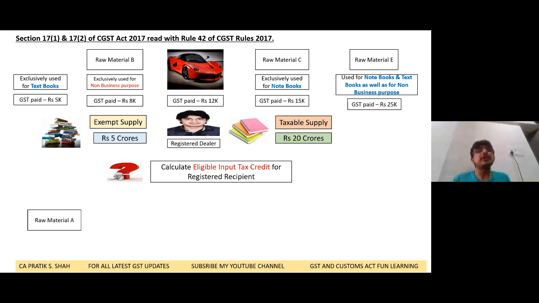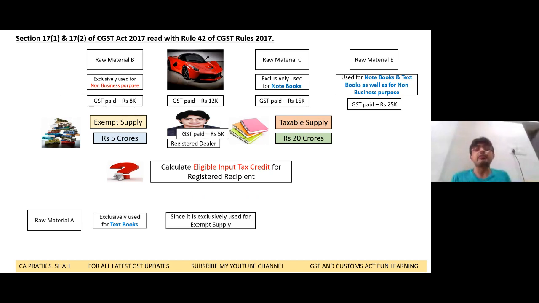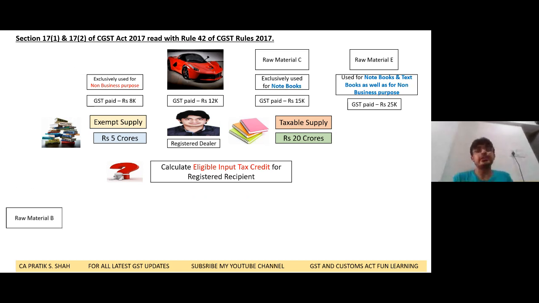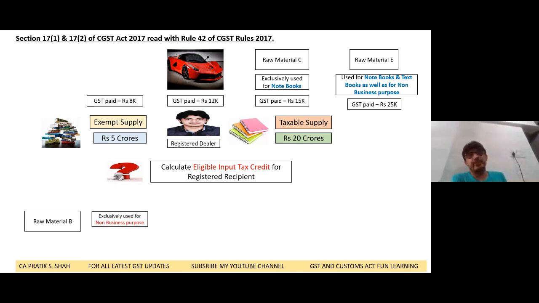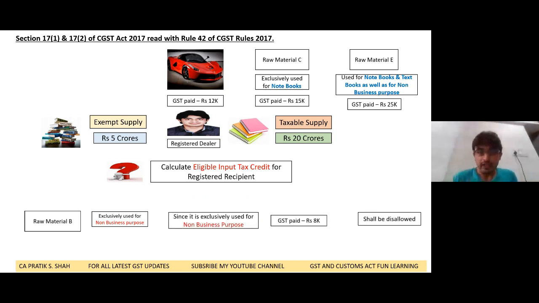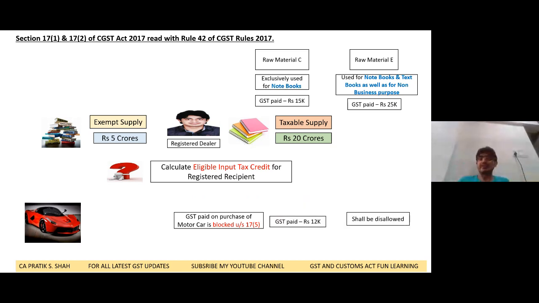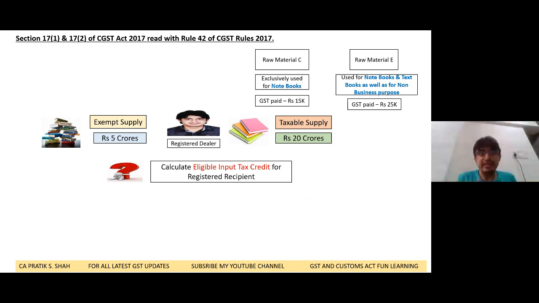Now listen, raw material A. This was used exclusively to earn exempt income. Hence, whatever GST I have paid, it will not be allowed as ITC. This 5,000 ITC is gone. It will not be given. Correct. Raw material B. This is used for my non-business purpose, not for business purpose. Whatever GST I have paid, ITC shall not be allowed. Non-business. Correct. Now understand. Car, it is blocked under 17(5). Blocked. That means whatever GST I have paid, I will not be allowed ITC. Fair enough. So that ITC is gone.